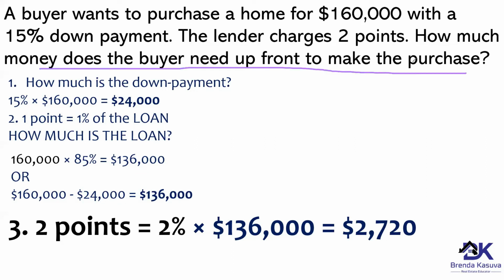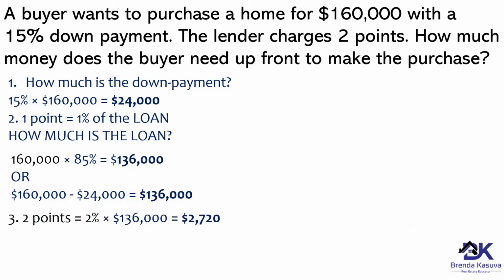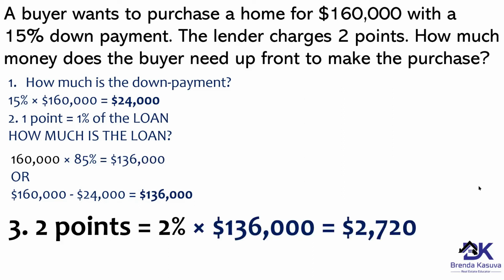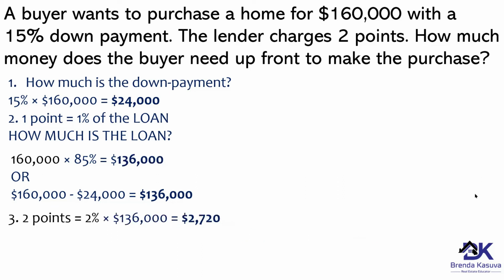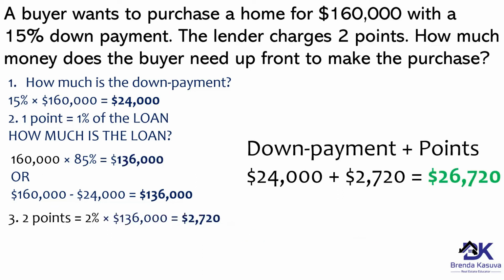The question asked, how much money does the buyer need to bring up front? Upfront means what are they going to pay that day of closing in order for them to get this particular loan and the keys to the house? So the buyer is going to have in their budget the $24,000 plus the $2,720. So $24,000 plus $2,720 gives us $26,720. I'll see you next time.